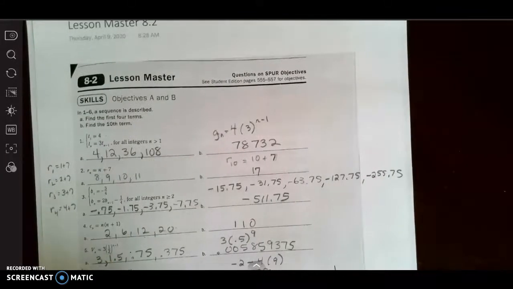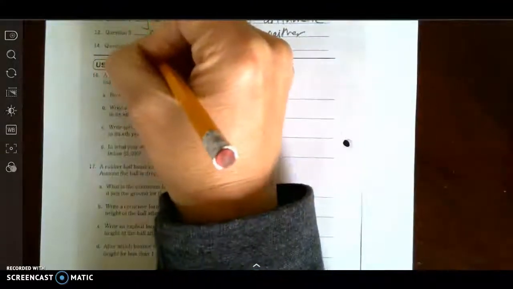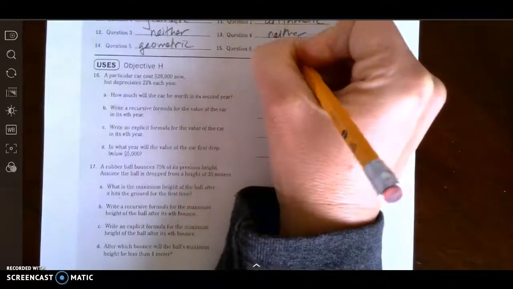And number 6, by this formula, I can tell that it's arithmetic, because this looks like my arithmetic explicit formula. So geometric for 5, arithmetic for 6.